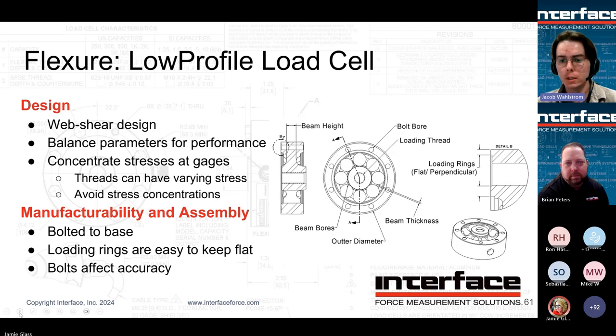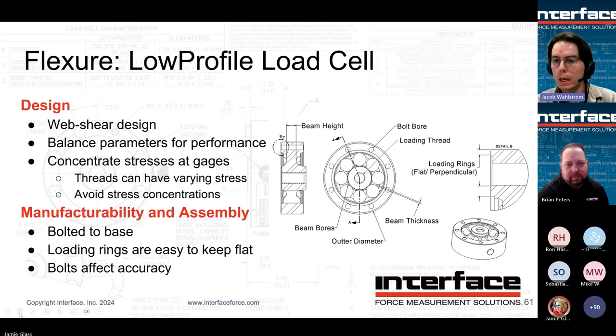We want to concentrate the stresses at the gauge. That's really important for performance. It's also just good design, and you avoid a lot of stress concentrations that way. Except you can see on the beam height there, we have that little notch that acts as a stress concentration to make sure the gauge is seeing the most stress. That also helps with what Brian's going to talk about a little later, which is the moment compensation. It gives us a nice radius to mechanically moment our load cells.